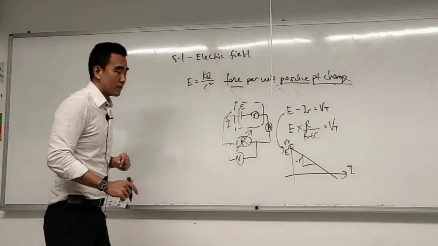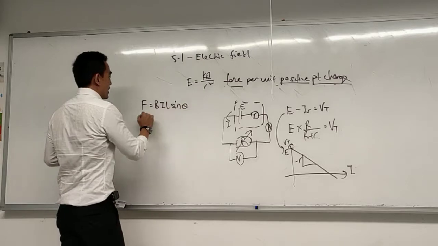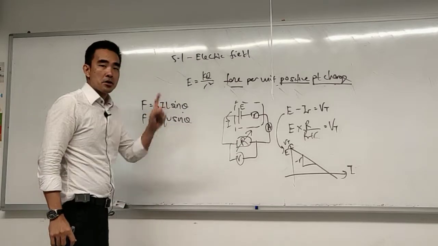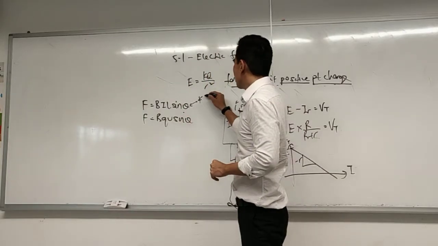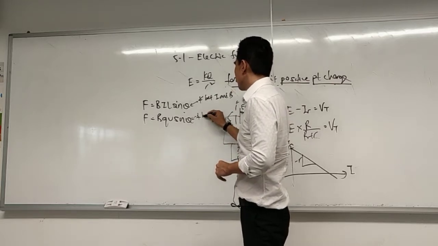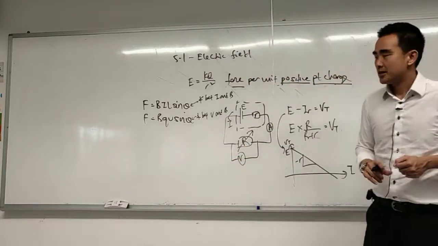What I'm more concerned with for 5.4 is the use of the equations F equals BIL sine theta and F equals BQV sine theta. You have to know that this angle theta must be very clear: it is the angle between the current and the field, and this is the angle between the velocity and the field. Must be very clear about that.